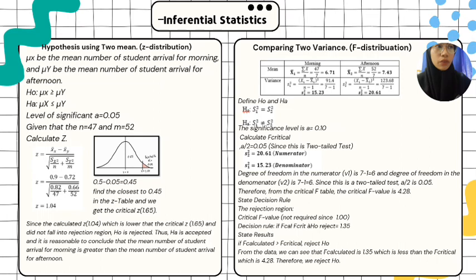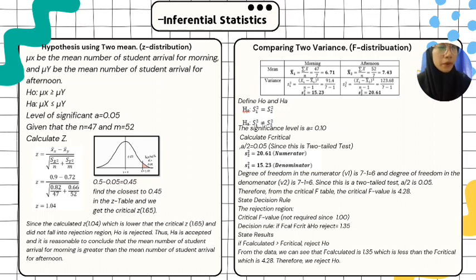Second, for comparing two variances, I will use the F distribution. So we will define H0 and HA. For H0, the variance of morning is equal to the variance of afternoon, and for HA, the variance of morning is not equal to the variance of afternoon. The significance level we will use is 0.10. To calculate F critical, since this is a two-tailed test, we divide the significance level 0.10 by 2, so we get 0.05.